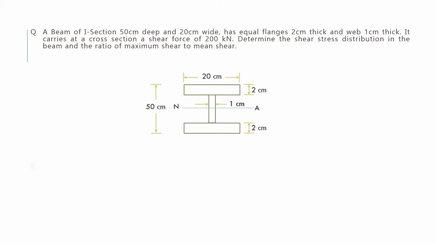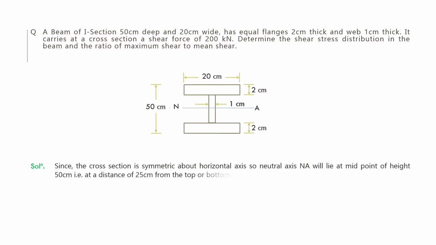So let's start. Now since the cross section is symmetric about horizontal axis, so neutral axis NA will lie at midpoint of the height 50 centimeter. That is at a distance of 25 centimeter from the top or bottom fiber. Means is neutral axis के about this NA. This figure is symmetric. So obviously this neutral axis will lie at the mid of the height, that is at 25 centimeter from the top or bottom fiber.